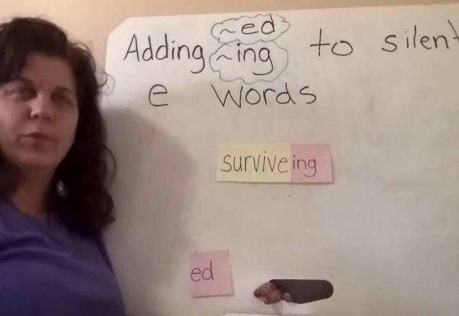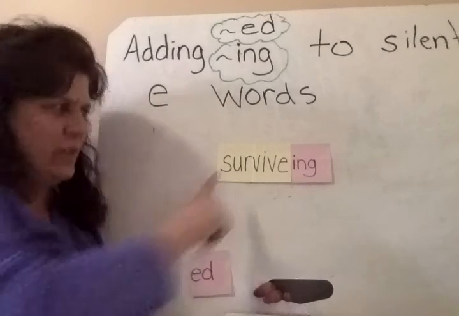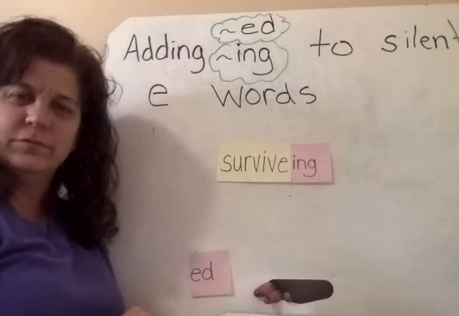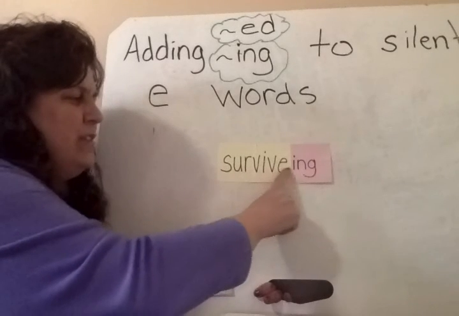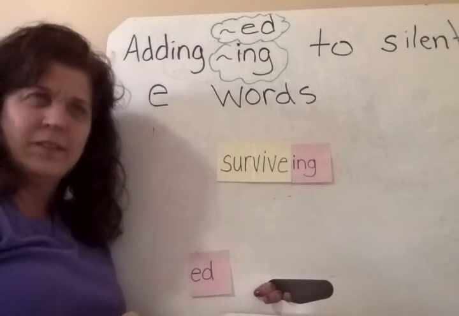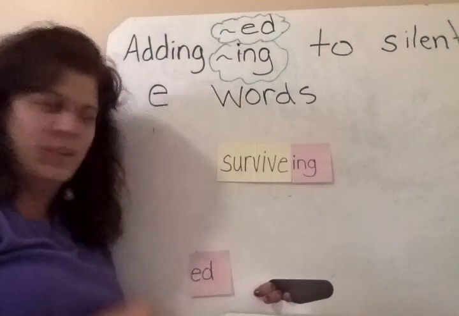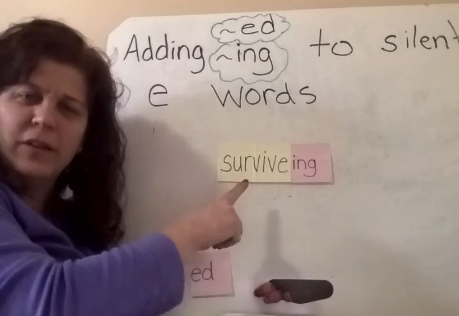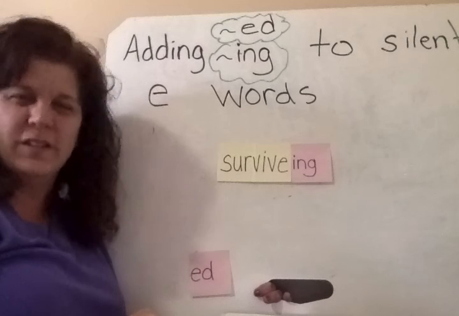So if I want the word surviving, I just put the ing on, right? Does that look right to you? If I sounded it out, it would say survive-ing. That's not how I say that word. I say surviving. So what should I do? This looks awkward to me. Something in my brain is telling me that doesn't seem right.